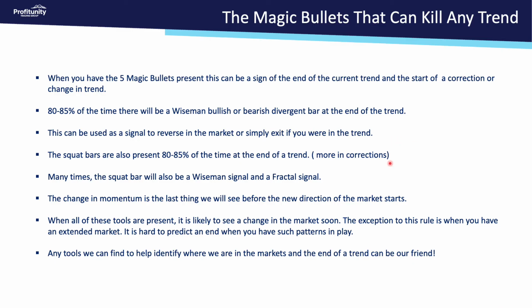The squat bars are also present 80 to 85% of the time at the end of every trend, and you will see more in corrections because no one's in control. Many times the squat bar will be a wise man fractal signal and a wise man signal. So you can have 2 signals on the same bar. The change in momentum is the last thing we will see before the new direction of the market starts. So remember, momentum will be the last thing that you see to change. When all of these tools are present, it is likely to see a change in the market soon.